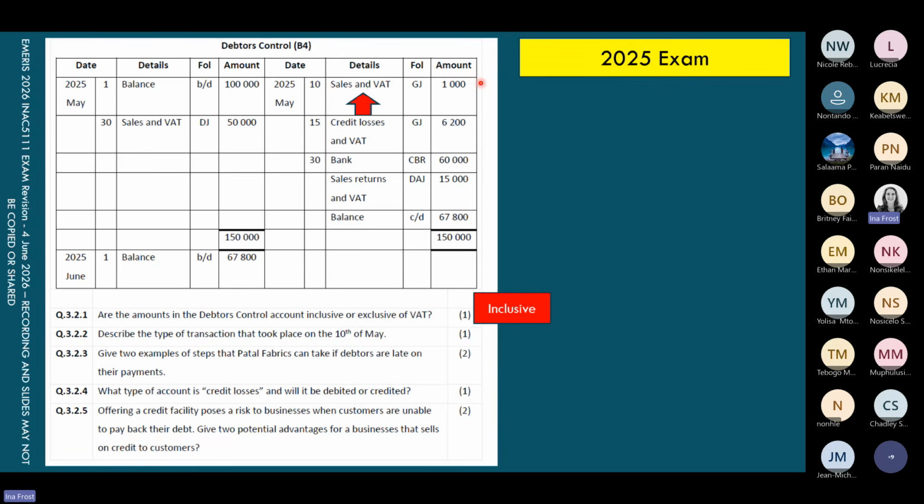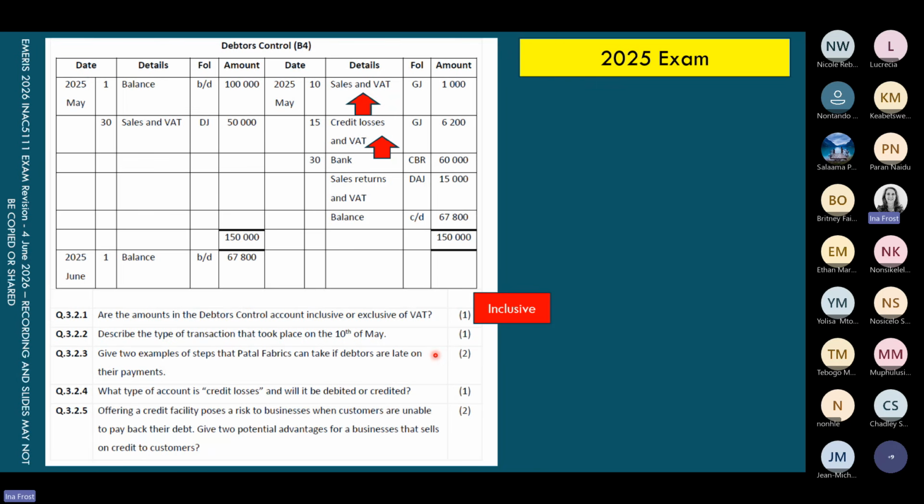So that one is the settlement discount. Let me just see what's the next one. They also asked a little theory question here. They said you must give 2 examples of steps that the business can take if their debtors are late in paying them. So again, they're saying now what happens if the debtor is sitting on 90 or 120 days and they haven't settled their account, what kind of steps can you take?